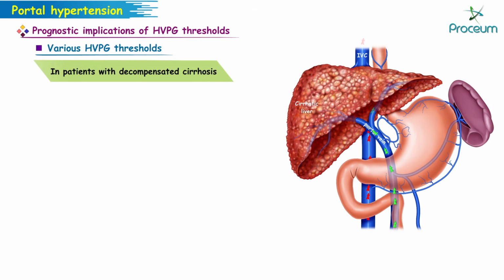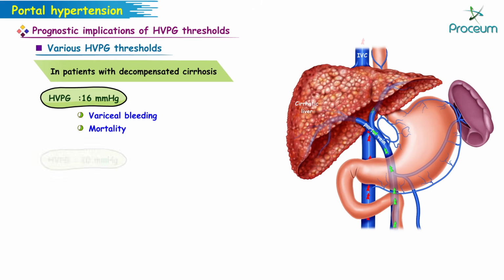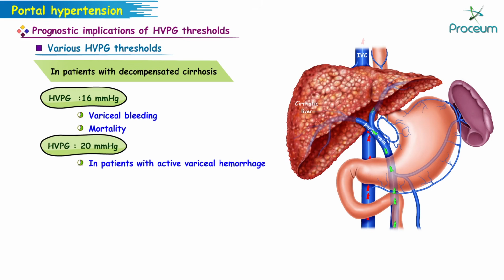In patients with decompensated cirrhosis, a hepatic venous pressure gradient of 16 millimeters of mercury results in variceal bleeding and has a high risk of mortality. A hepatic venous pressure gradient of 20 millimeters of mercury, especially in patients with active variceal hemorrhage, will make it difficult to control active variceal hemorrhage, and 1-year survival in these patients is very low.